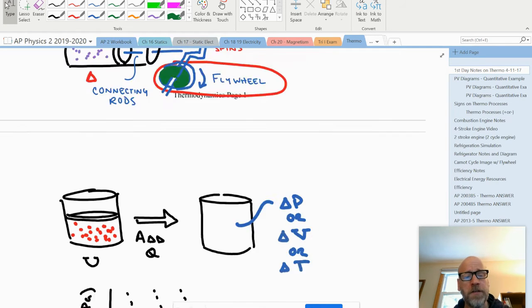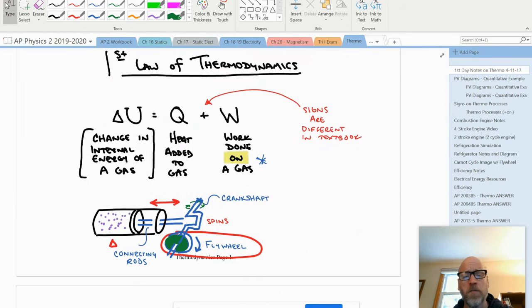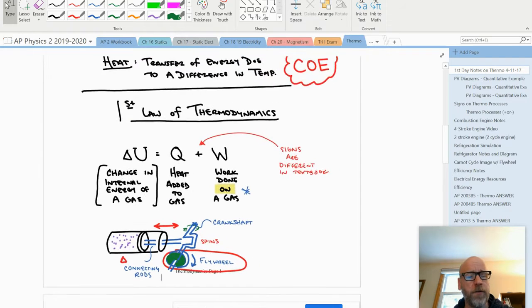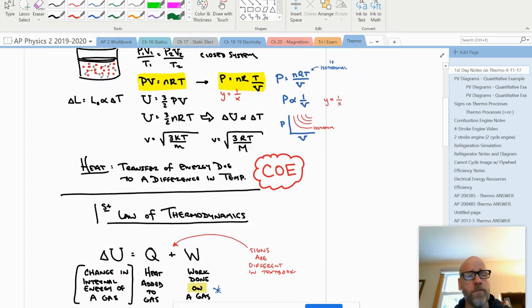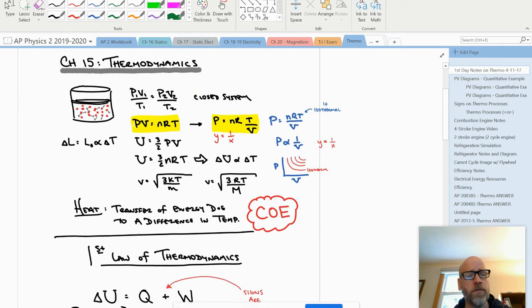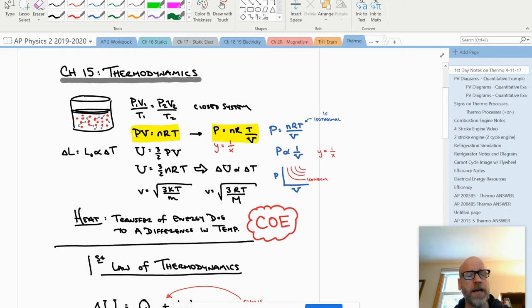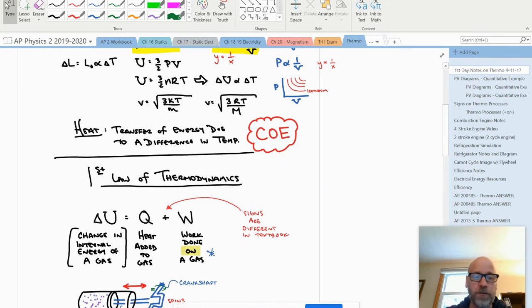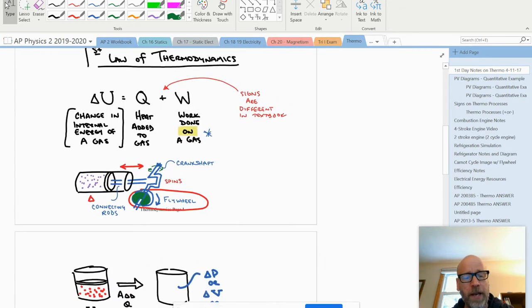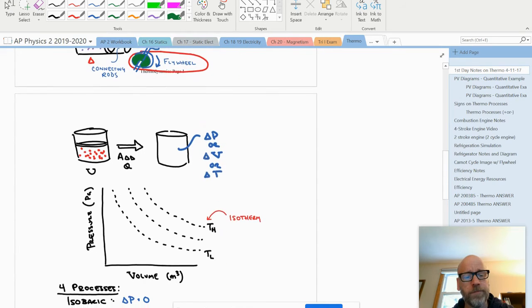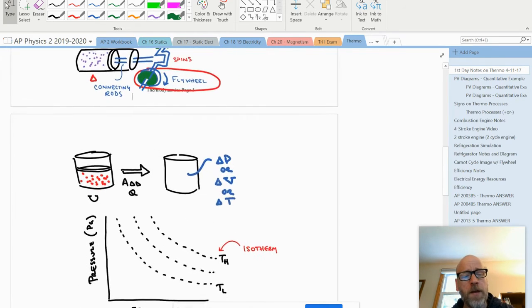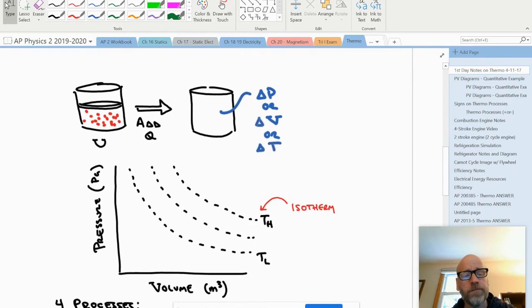Are you guys good? So, in your notes, you probably didn't draw a picture of that flywheel setup. That's okay. But so far, we've done a review of gas laws and heat. I have now introduced the first law of thermodynamics, and next we're going to move on to graphs.